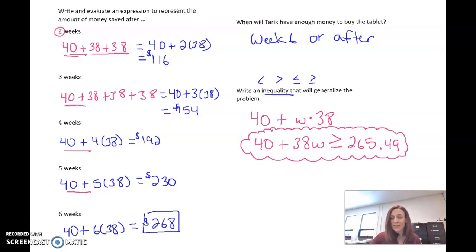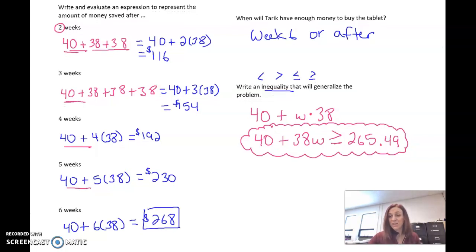And so when we're writing inequalities, this is the type of thing we're going to be doing. It's not really much different than the equations we were writing, except we're using our inequality symbols now instead of an equal sign. All right, so let's look at one more example.